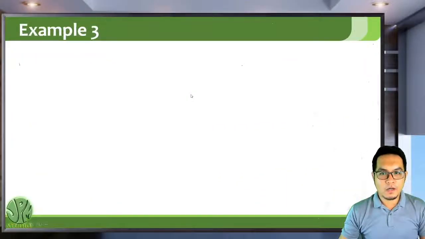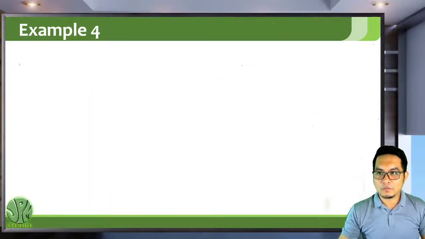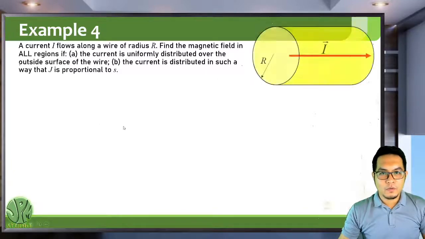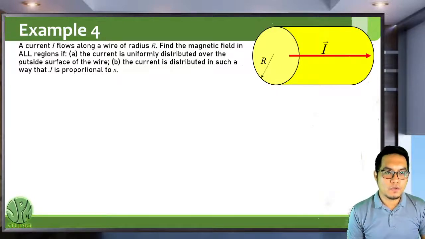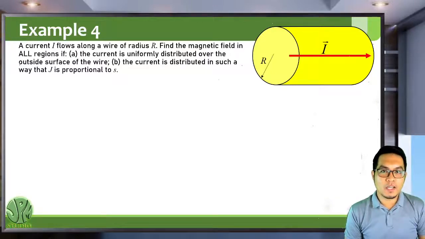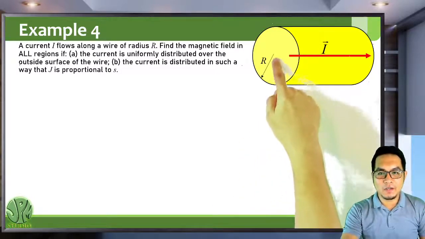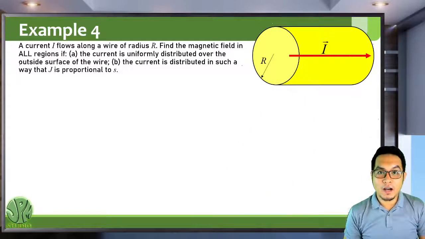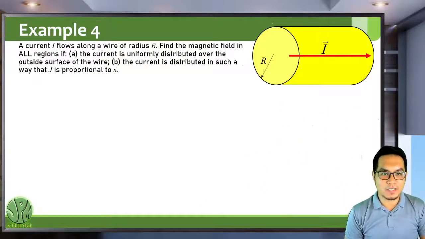So for our last example, this should be example number 4. A current I flows along a wire of radius R. Find the magnetic field in all regions. So this is a cylinder, so there are only two regions, inside and outside. Inside is s less than R. Outside, s is greater than R, where s is the radial distance.